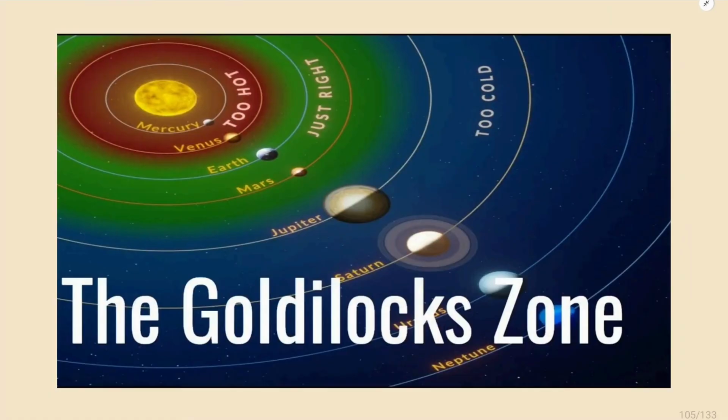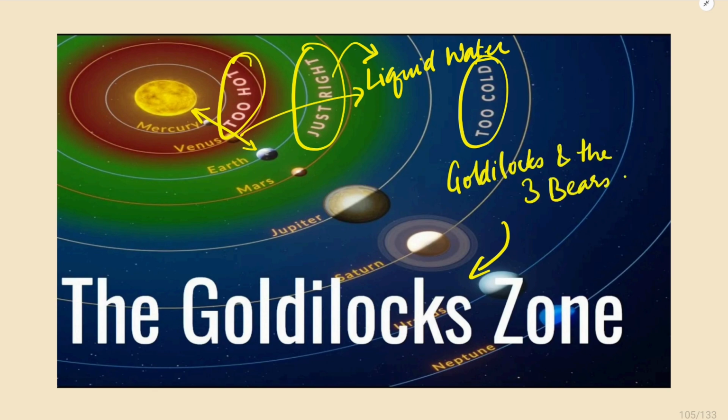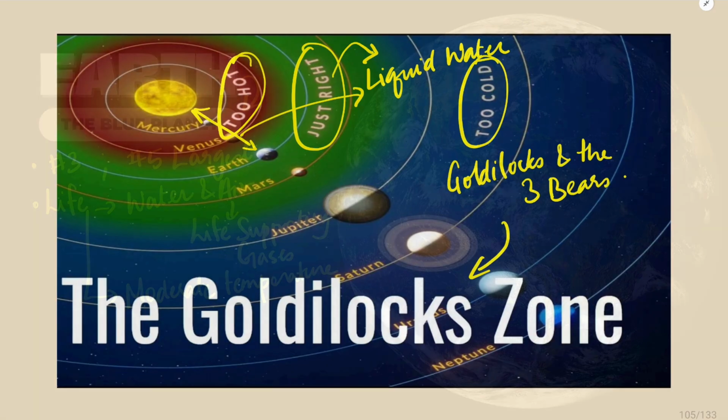The Earth is situated in a zone called the Goldilocks zone. The Goldilocks zone is the perfect distance from the Sun for liquid water to exist. Here it is neither too hot nor too cold, but the temperature is just right for liquid water to exist. This is inspired by the fairy tale Goldilocks and the Three Bears.